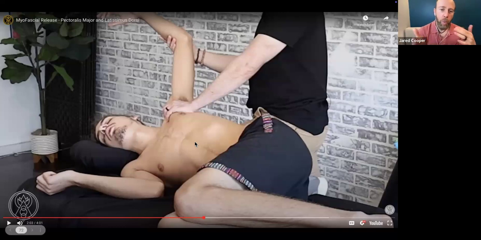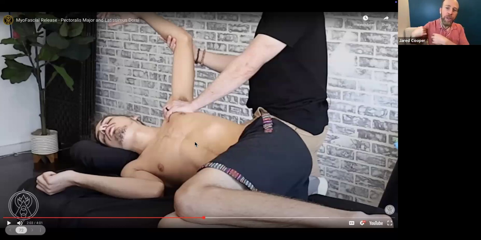Now, some of you might be wondering, why is he lying on his side, rotated back? And the reason is, think about the origin of pectoralis major, sternum and the ribs, and a bit of the clavicle. If I lay somebody on their back and I drop the arm back like this, the pectoralis major tightness lifts the rib cage up and the person's ribs flare up like this.